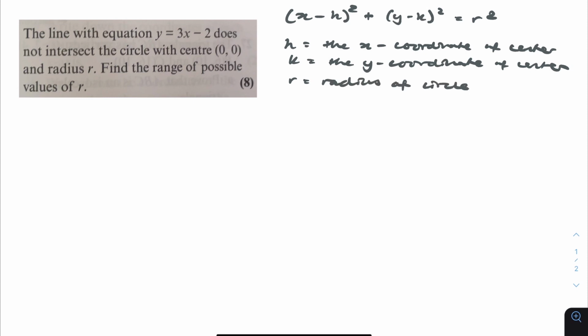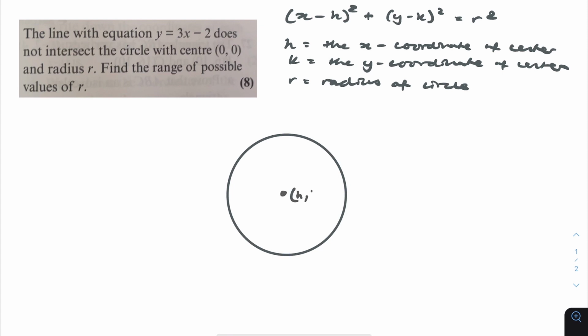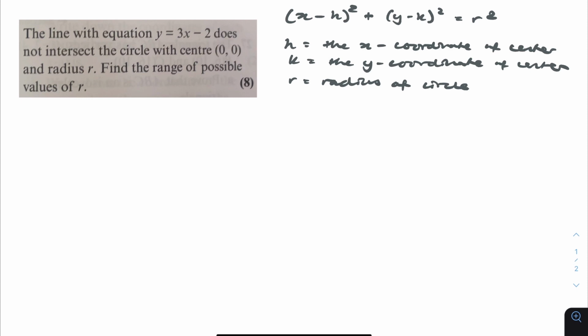So if we were just to draw a circle, this over here would be the center, and that would have coordinates (h, k), and then if we were to draw the radius, that would be r of this equation. In this case, we're not given the radius, but we're given the coordinates of the midpoint of the circle, and the center of the circle is (0, 0).